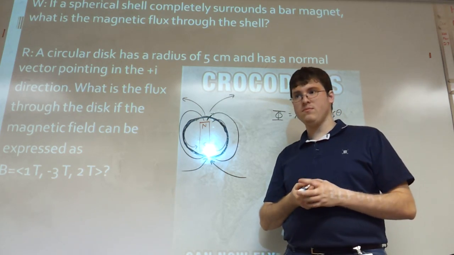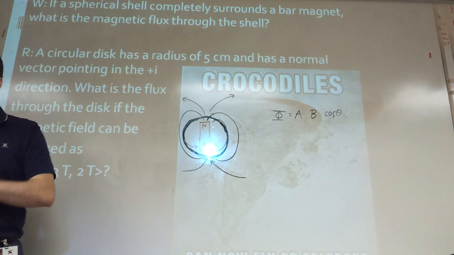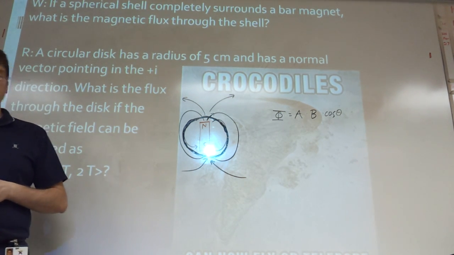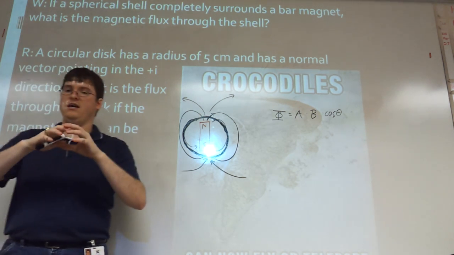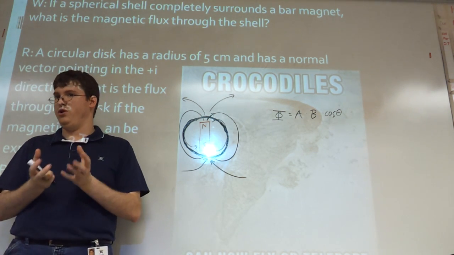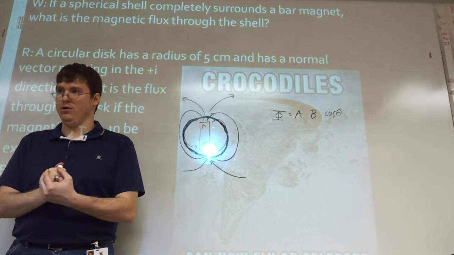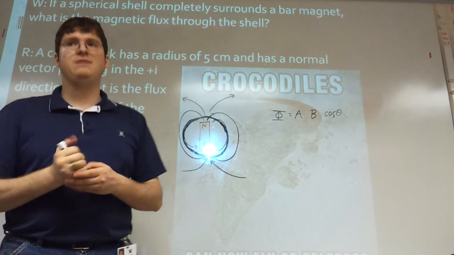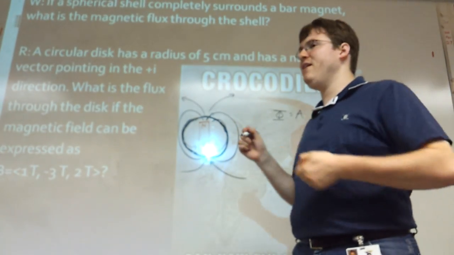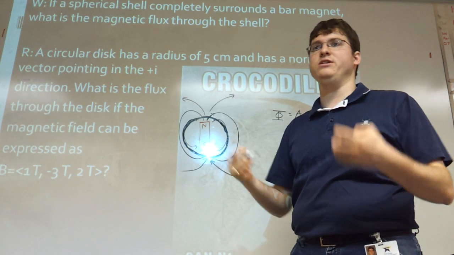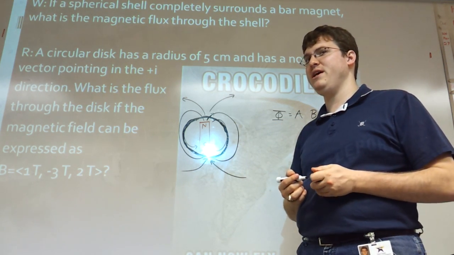As it turns out, this is always true. For a closed surface, that means like a hollow anything with no holes, magnetic flux through it will always be zero. This, by the way, has a very important consequence. Magnetism in general has no monopoles. You ever heard that?